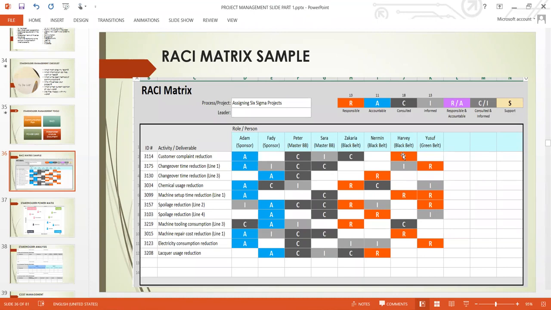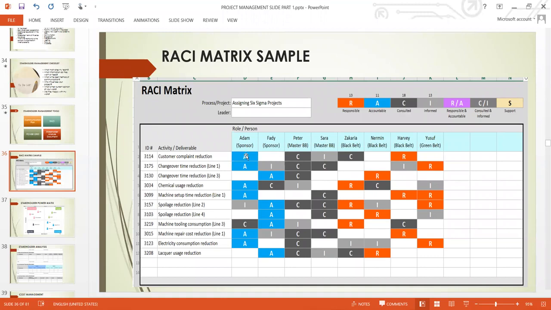And who is accountable? Who is accountable for this? Look at the accountable. You look here, you see Adams. Adam is accountable, and he's the sponsor.